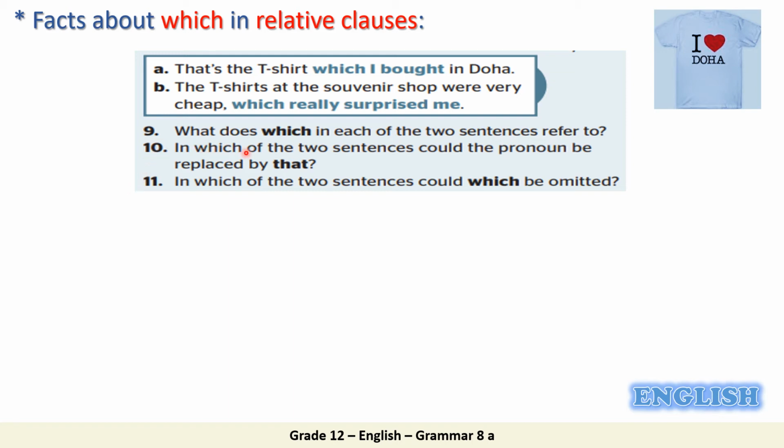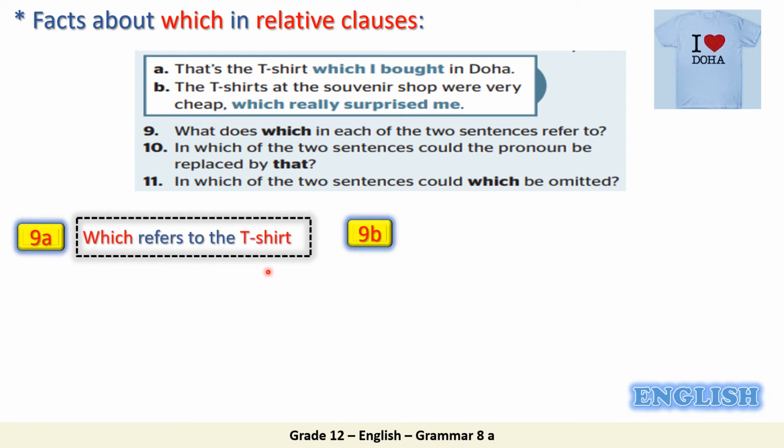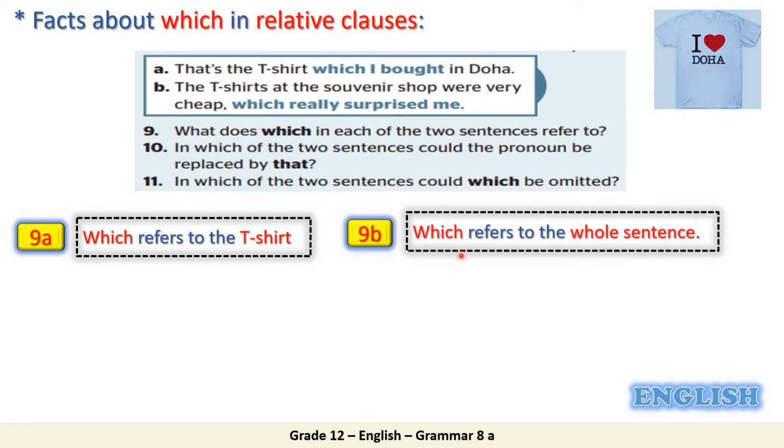Question 9. What does which in each of the two sentences refer to? In A, that's the t-shirt which I bought in Doha. So which refers to the t-shirt, right? But which in the second sentence refers to the whole sentence, the whole idea right here. The idea that t-shirts at the souvenir shop were very cheap, right?